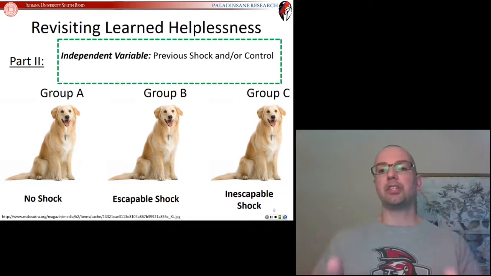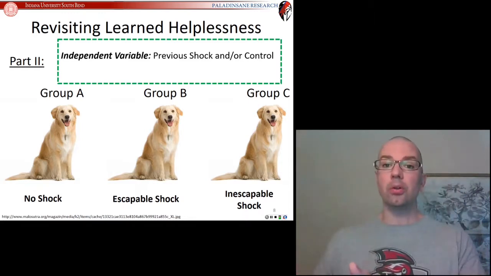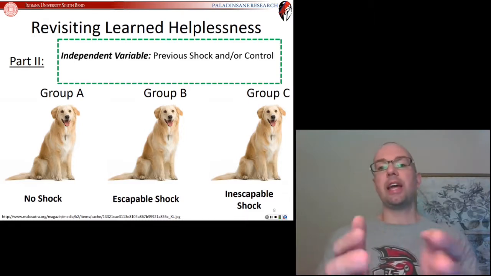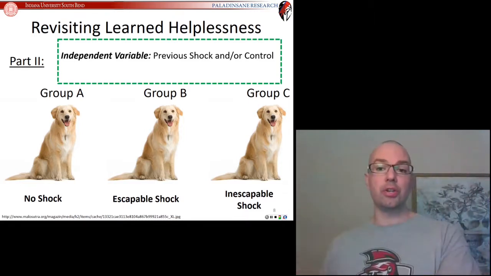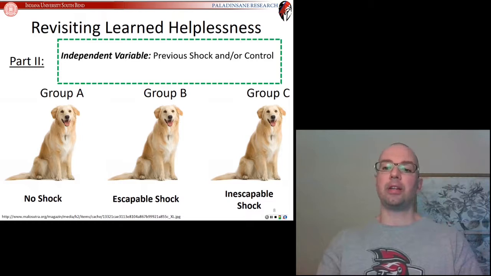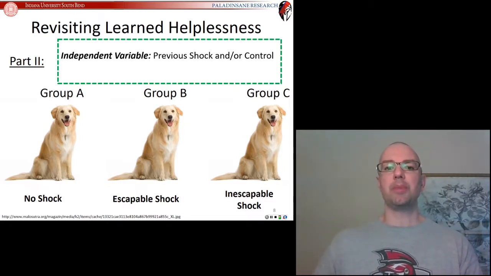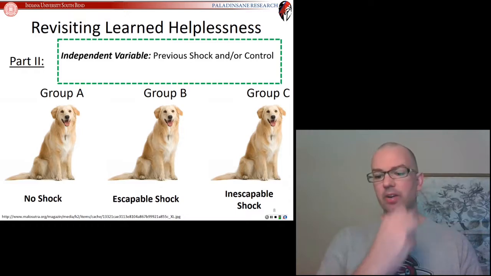Group B had a history of shock and control. That was their level for that independent variable. And then Group C had a history of shock and no control. So that was varied across each group. And again, that was under the control of the experimenter, hence the independent variable.